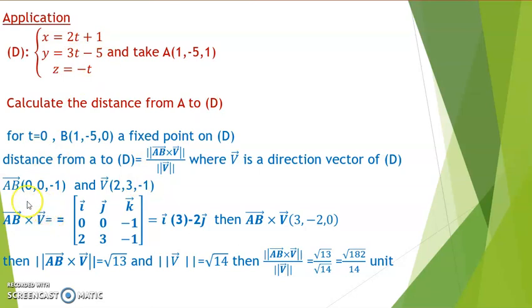By finding the vectorial product of AB and V, AB vector cross V vector, we get 3i minus 2j. Then AB vector cross V vector is (3, minus 2, 0). Let's find now the norm of this vector. We get the norm of AB cross V equal to radical 13. And by calculating the norm of V, we get the norm of V equal to radical 14. Then the distance from the point A to the line D is equal to radical 182 over 14.